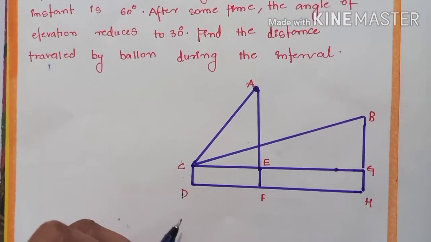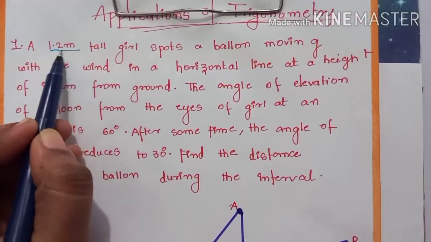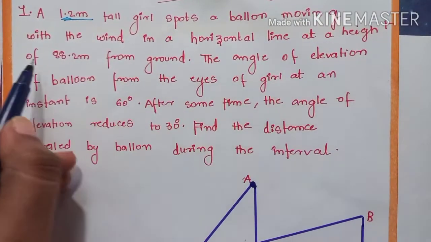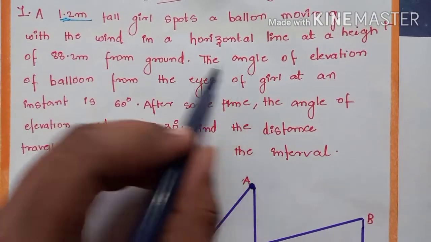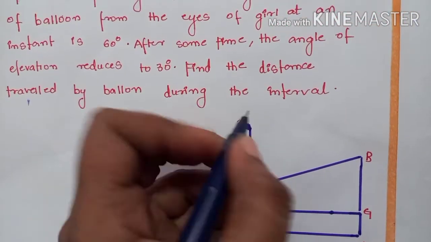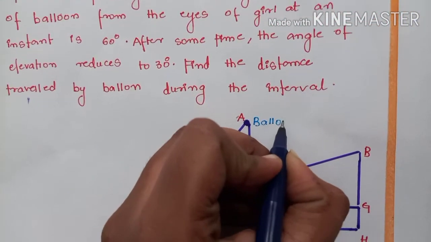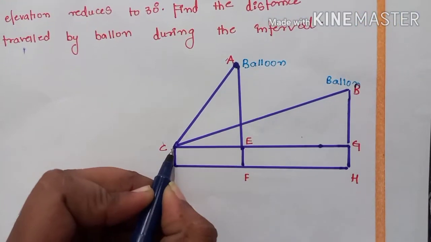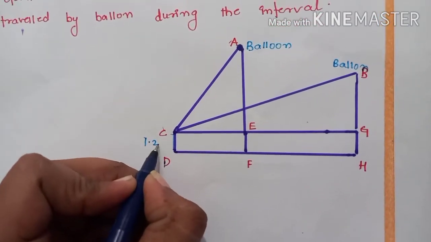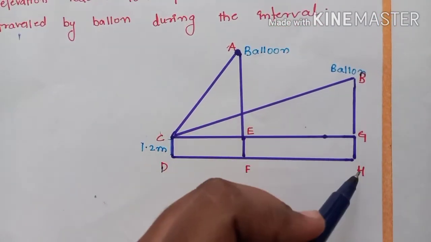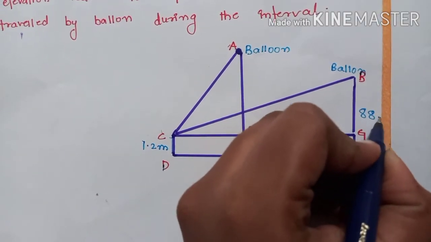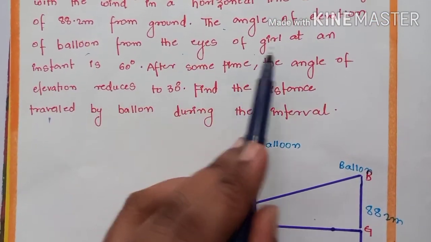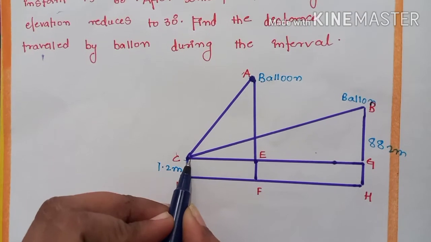Now let's start the solution. In the question they have given a 1.2 meter tall girl spots a balloon moving with the wind in a horizontal line at a height of 88.2 meters from the ground. Let us consider the first balloon at A, and at B also there is a balloon. The girl's height let us consider as CD, which is 1.2 meters, and the total height is 88.2 meters. They have given the angle of elevation of the balloon from her eyes at an instant is 60 degrees.